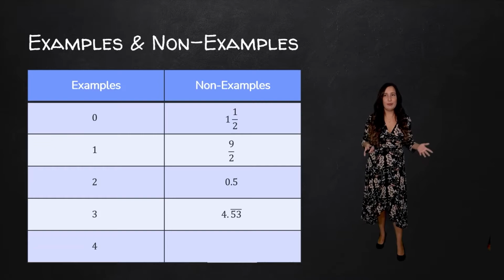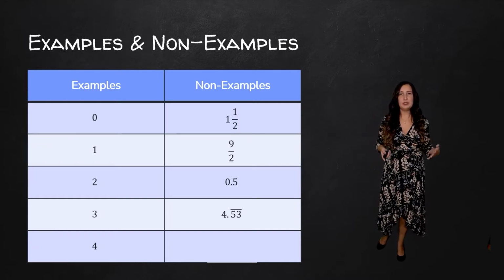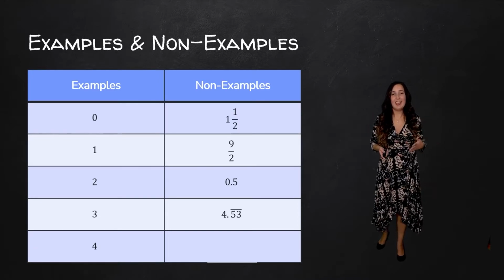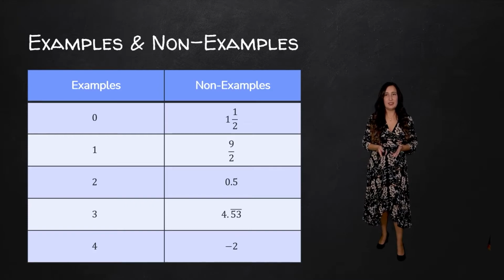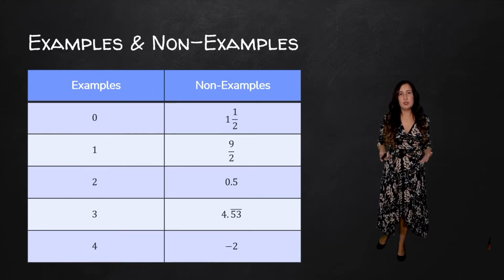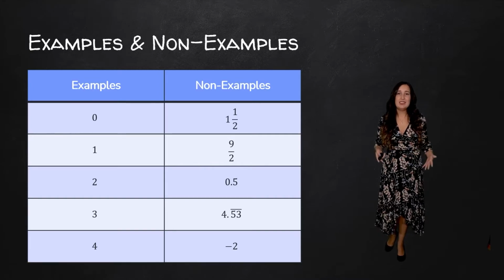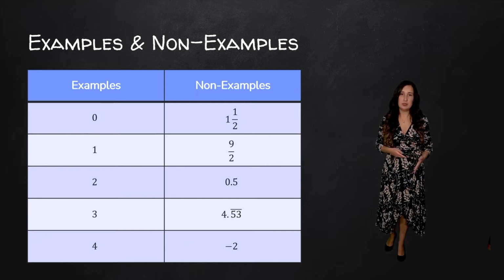After that, I have 4 and 53/100, which is repeating. And again, this is not a whole number because it is a decimal. Finally, I have -2. Although -2 does not have a fraction or a decimal, it is a negative number. And negative numbers are not whole numbers.